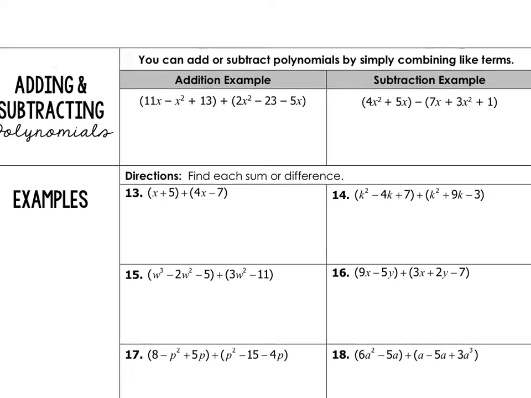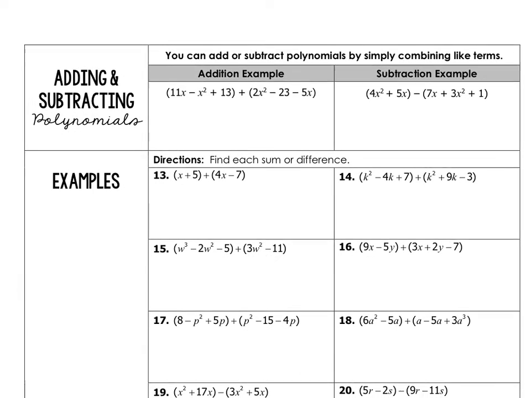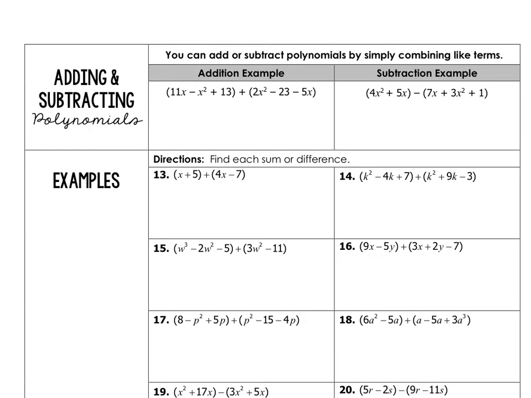Last little bit here is really combining like terms. To add and subtract polynomials, you simply have to combine like terms. You just have to be pretty careful with the subtracting. The adding's not terrible. In my example here, I have 11x minus x squared plus 13 plus 2x squared minus 23 minus 5x. And you're simply going to combine like terms. So I have an 11x and a minus 5x.